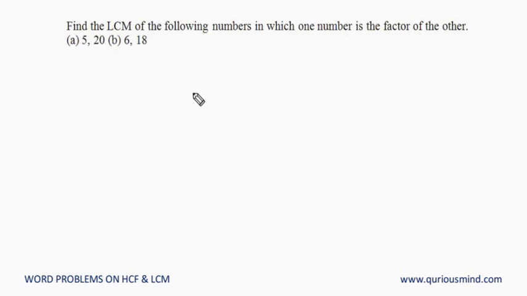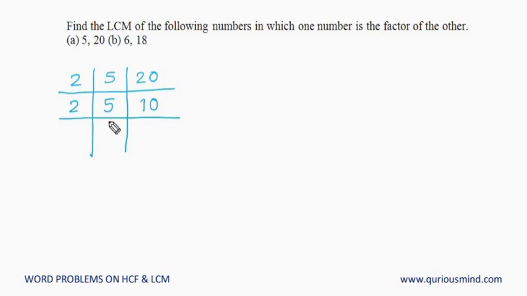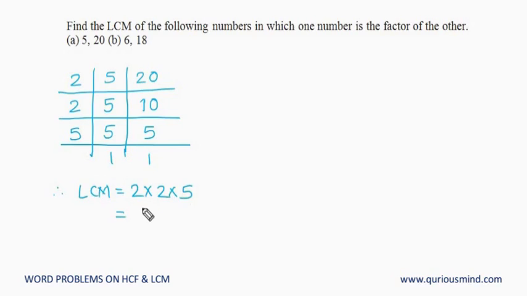Find the LCM of the following numbers in which one number is a factor of the other. So let's find the LCM. I see 2 as a factor because it's an even number here. 5 comes as it is because 5 cannot be divided by 2 exactly. So I get 10 here. Still I see 2 as a factor. 5 stays as it is, 2 5s are 10. And now I see 5 as a factor. And therefore LCM is 20.